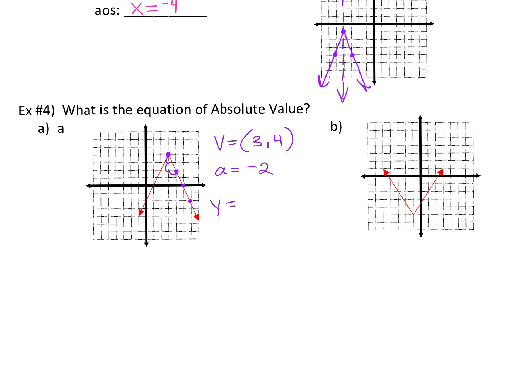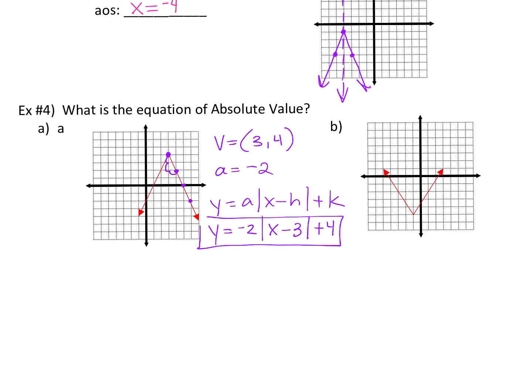So remember, general form is y equals A times the absolute value of x minus h plus k. So we plug it in. Y equals -2, absolute value of what? x minus 3, plus or minus 4? Plus 4. Okay, so that would be your equation.